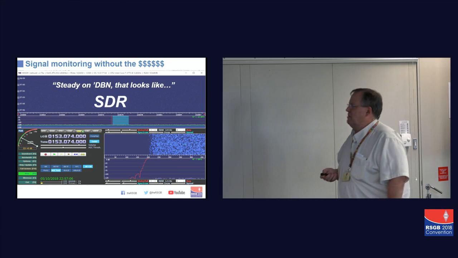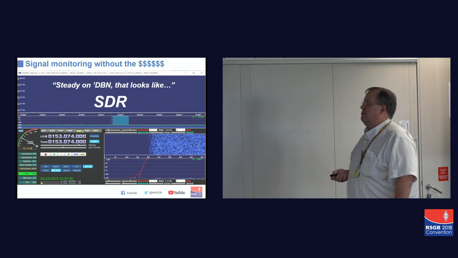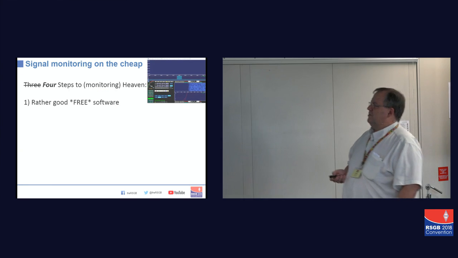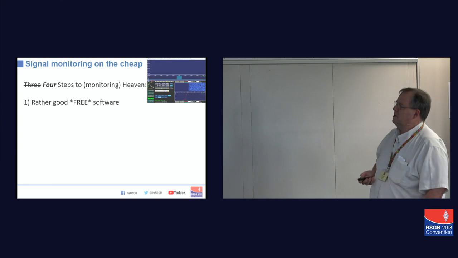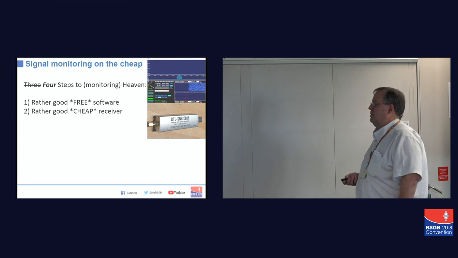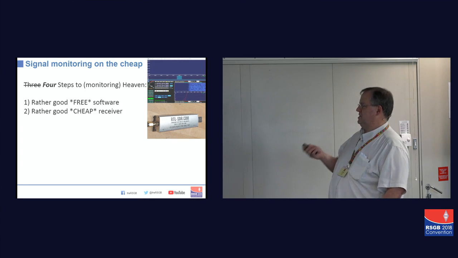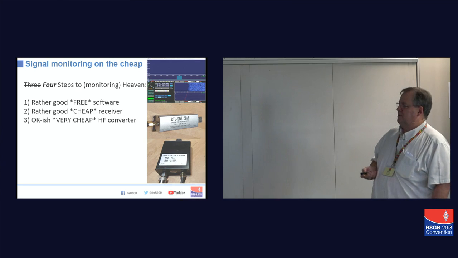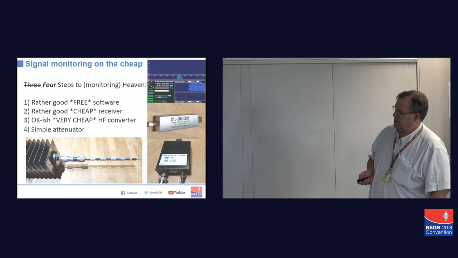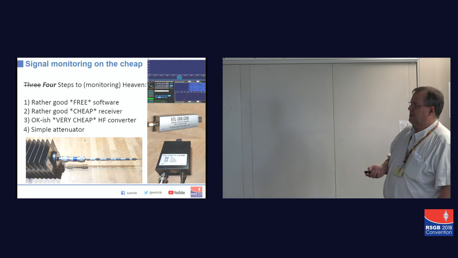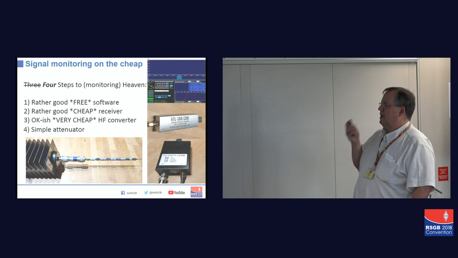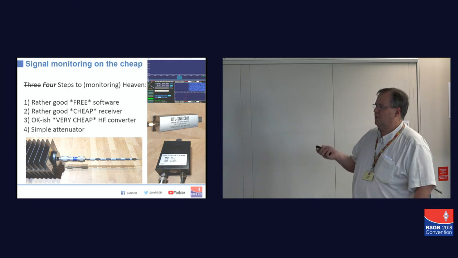I don't want to scare anybody with SDR, so we're going to talk about this as radios. So there are 4 steps to heaven. Nice bit of free software, a nice simple little receiver, which we're not going to call a dongle or SDR or anything like that. It's a receiver, and a little HF converter. Well, it was going to be a simple attenuator. I think that's all of the attenuators out of my box. So let's have a look for how we can do some way of monitoring our signal without having to use a whole pile of attenuators.